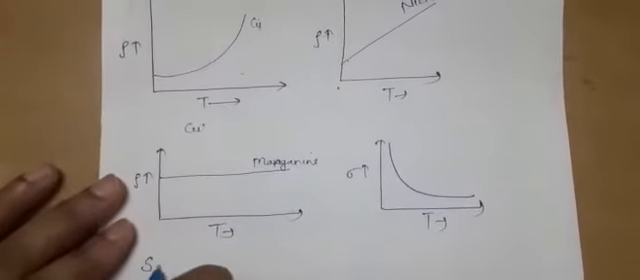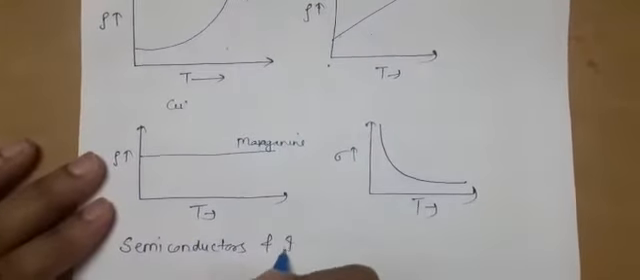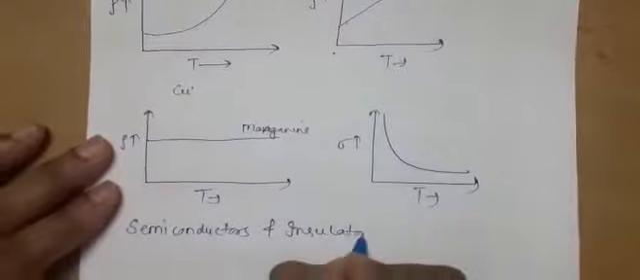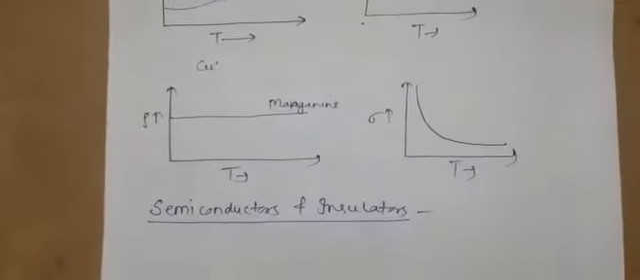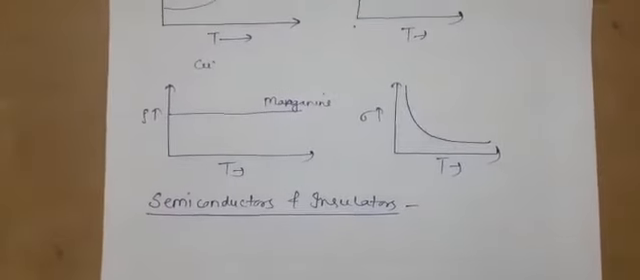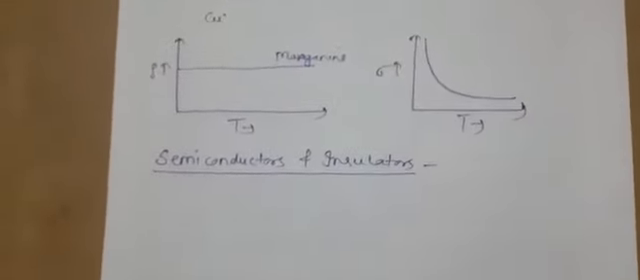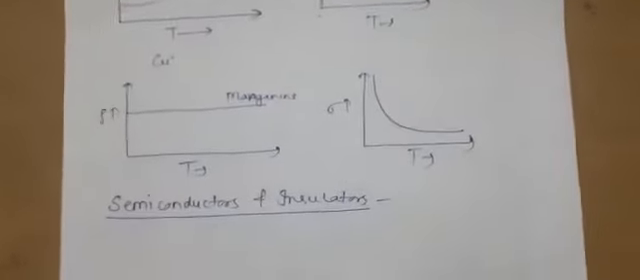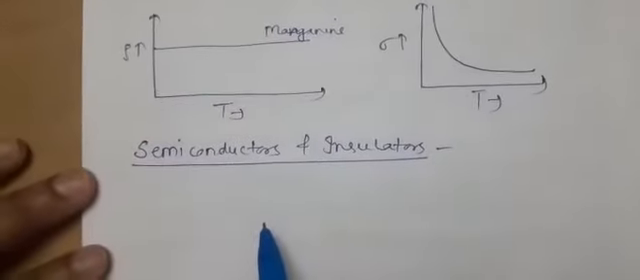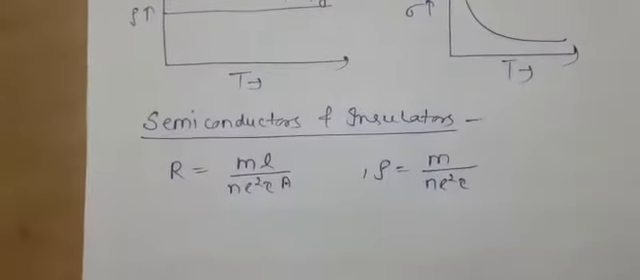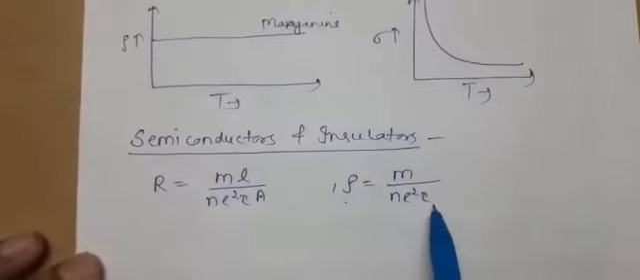Now next we are taking the case of semiconductors and insulators. Actually these are all small topics which we have to learn. When we were discussing the effect of temperature, we saw that for conductors with the rise of temperature, resistivity increases. But this is reverse in the case of semiconductors and insulators, as we know that resistivity is given by m/(ne²τ).